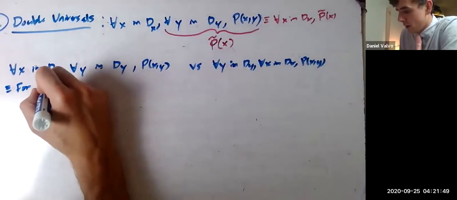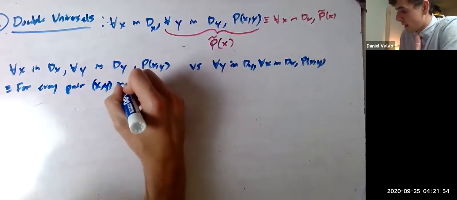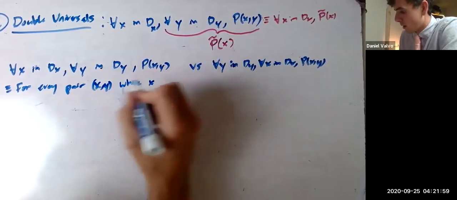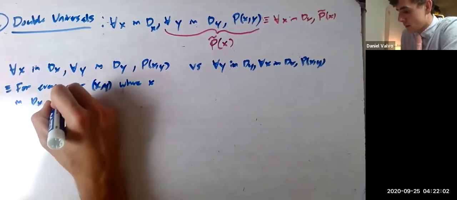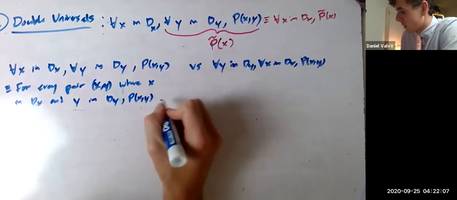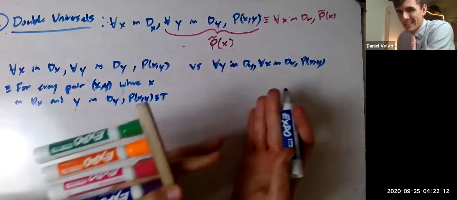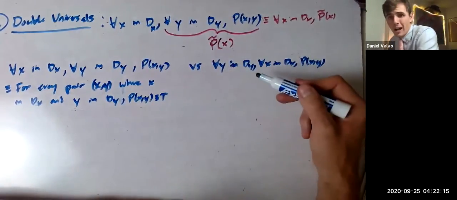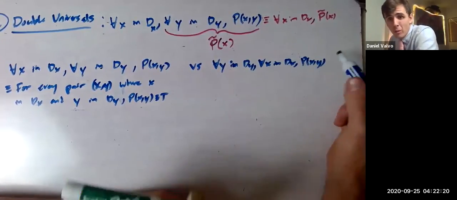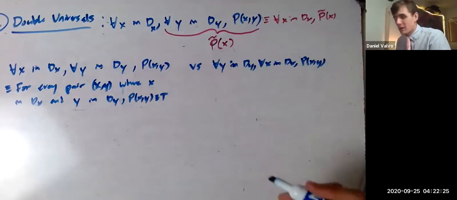All this is saying is, for every pair x, y where x is in D_x and y is in D_y, P of x, y is true. And this is the same thing right here. It's saying that first you pick any y, and then pick any x in D_x, then P of x, y is going to be true. Once again, since you're going over all, you're going to check all possible combinations of x and y.